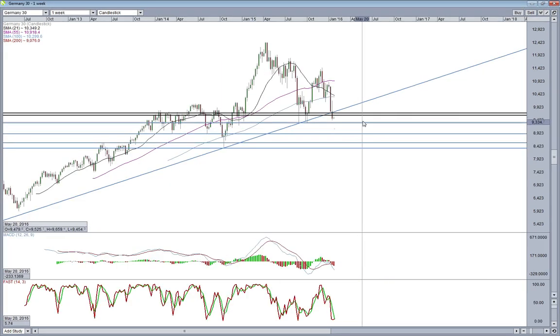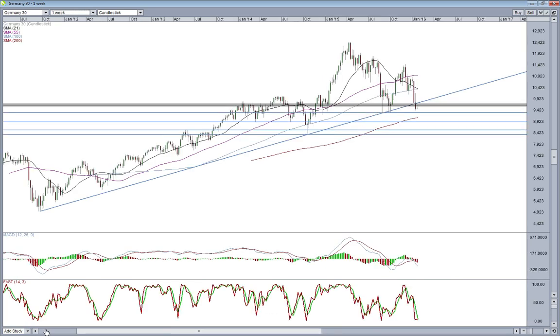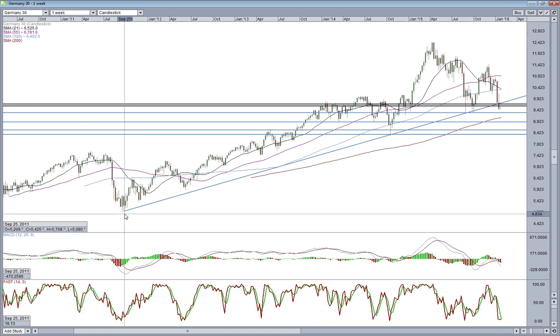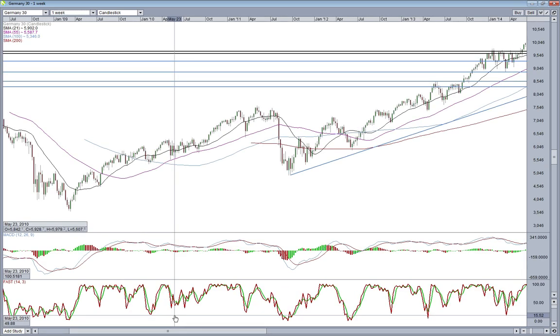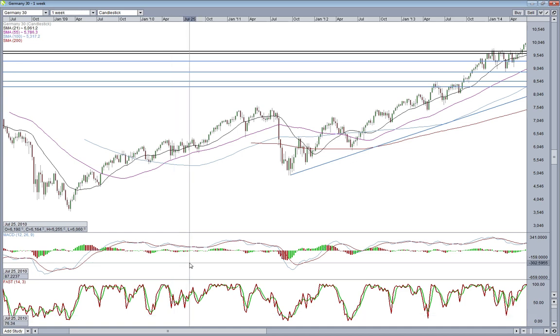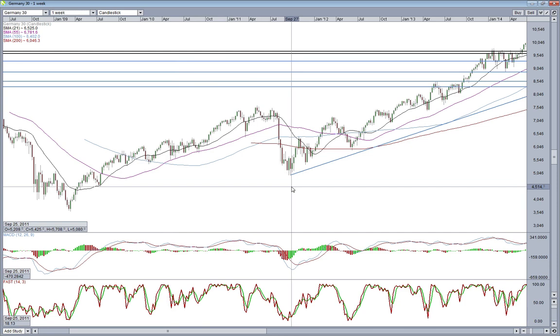Finally, the DAX, and again, it's just not looking very good right now, if I'm perfectly honest. We've got this ascending trend line. Again, this ascending trend line takes us back to the 2011 lows. This isn't financial crisis lows. This is the lows of the Eurozone debt crisis.